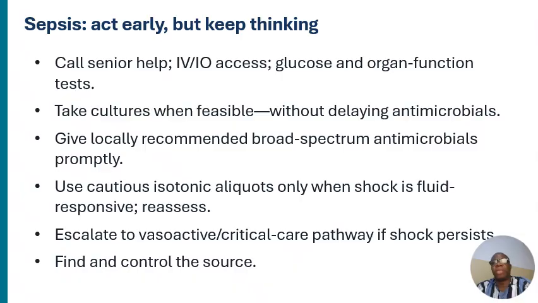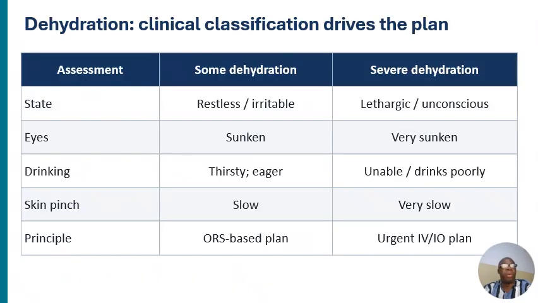Another common route to circulatory compromise is dehydration, but its fluid plan begins with classification. So we must first classify before we begin to rush in fluid to any child that is dehydrated. For dehydration, you need to classify severity clinically. A child with some dehydration is often restless or irritable, has sunken eyes, drinks eagerly, and has a skin pinch that returns slowly. A child with severe dehydration may be lethargic or unconscious, have sunken eyes, drink poorly or be unable to drink, and have a skin pinch that returns very slowly.